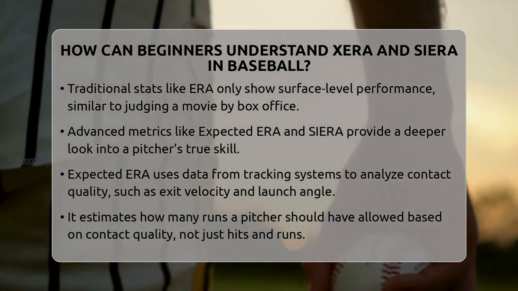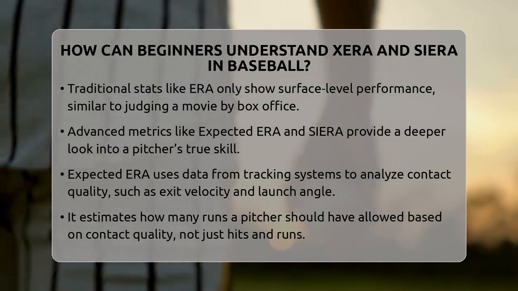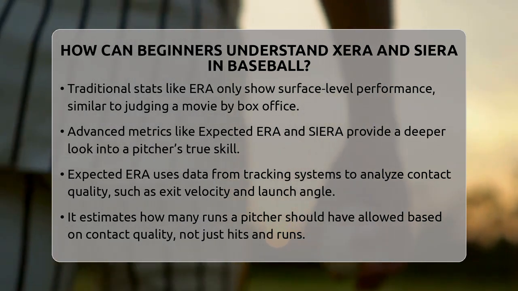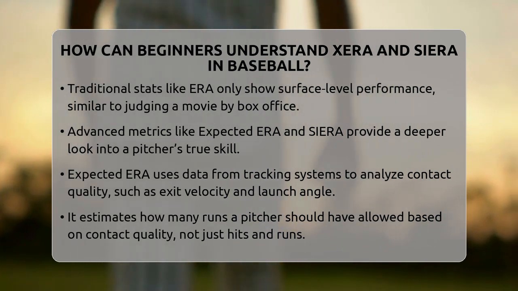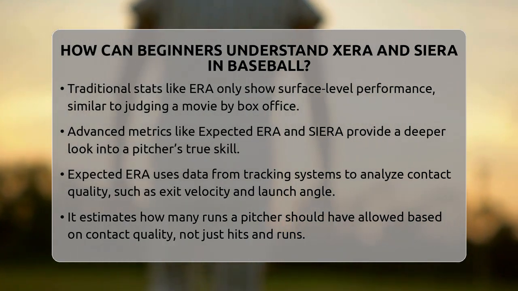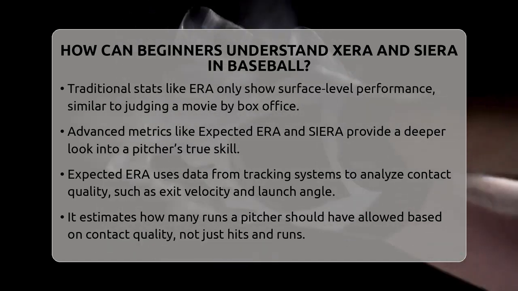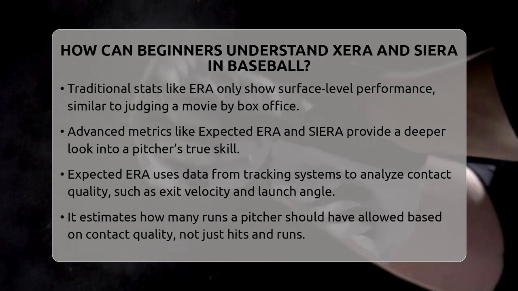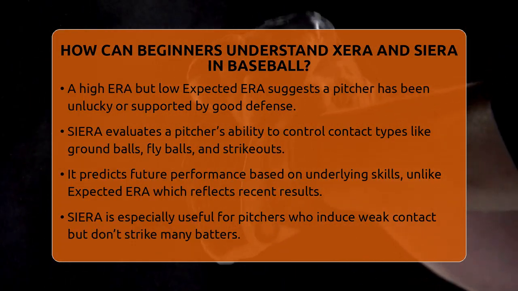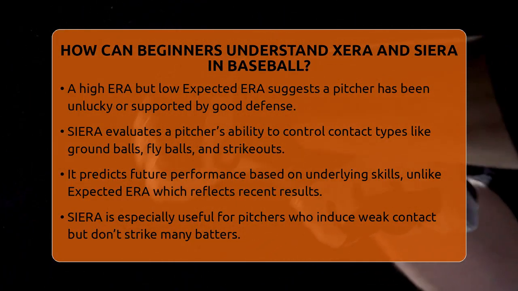This stat uses data from modern tracking systems to analyze how hard and at what angle the ball was hit when a batter made contact. It looks at exit velocity and launch angle of every ball put into play. Instead of just counting hits and runs, expected earned run average asks, how many runs should this pitcher have allowed based on the quality of contact?